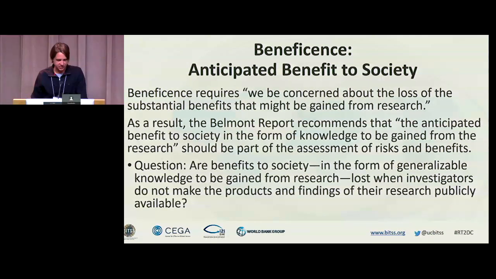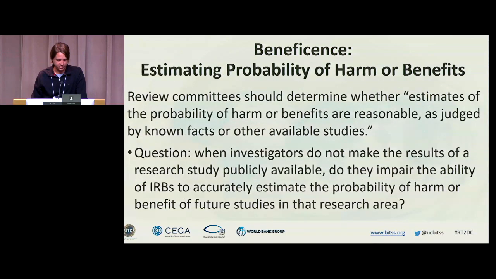Also in beneficence, estimating the probability of harm or benefits. Review committees should determine whether, I quote, estimates of the probability of harm or benefits are reasonable, as judged by known facts or other available studies. My question for some new voices in the room: when investigators do not make the results of a research study publicly available, do they impair the ability of IRBs to accurately estimate the probability of harm or benefit of future studies in that research area?